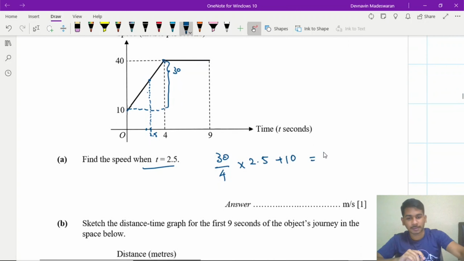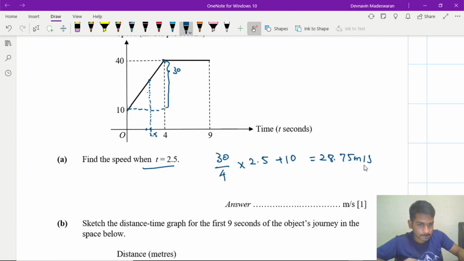So what is this going to be? 30 divided by 2.5, it's 12 times 2.5. Wait, what am I doing? 30 divided by 4, then times 2.5, then plus 10. This is going to be 28.75 meters per second. 28.75.